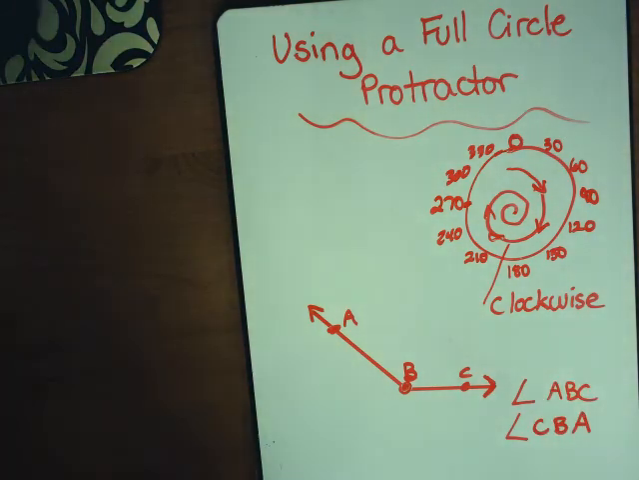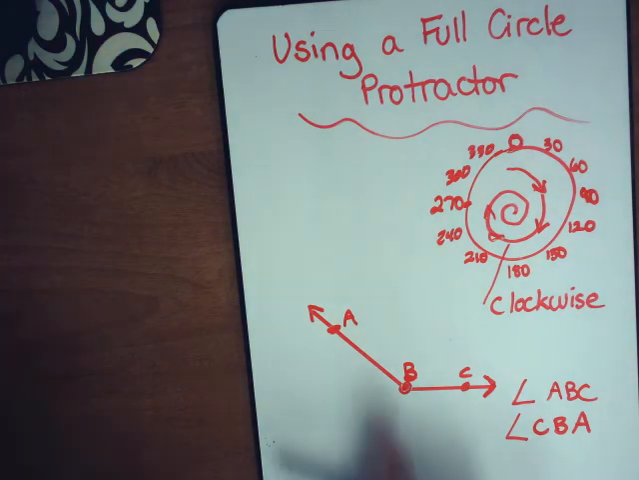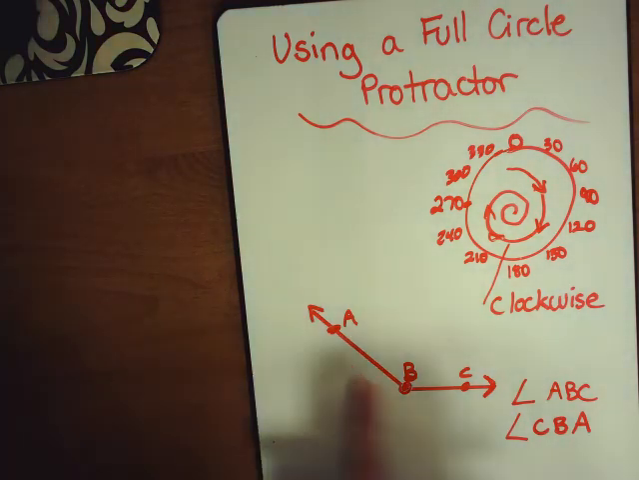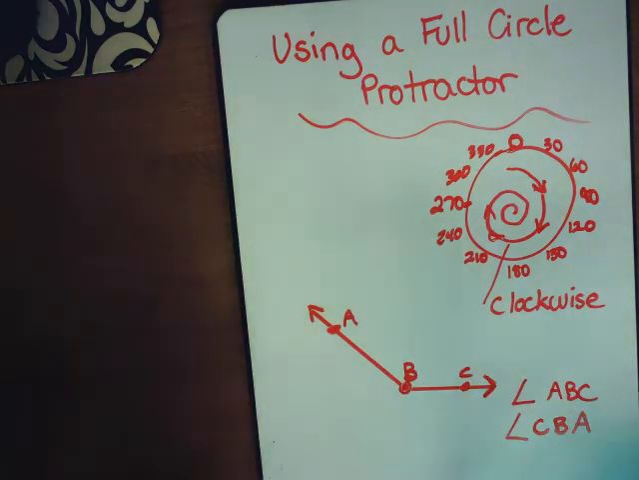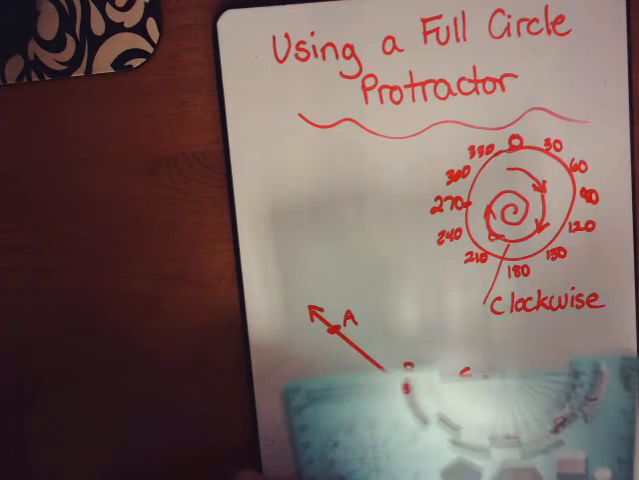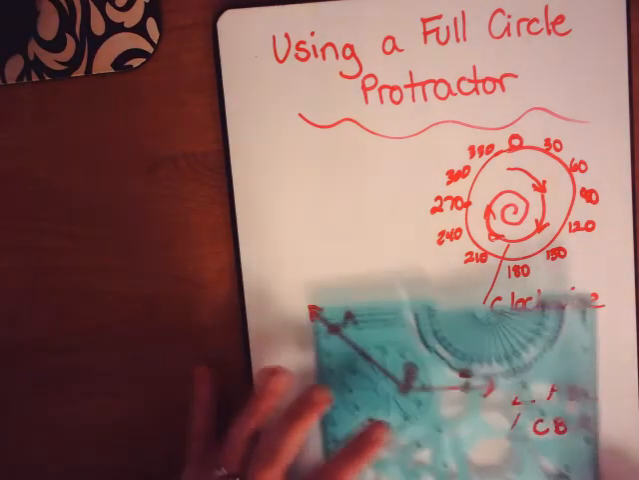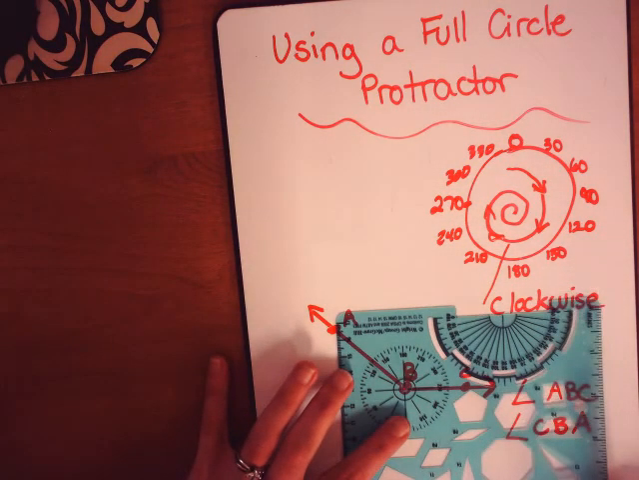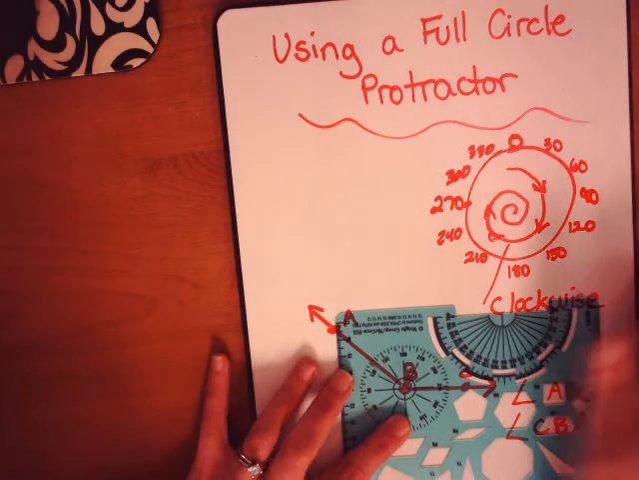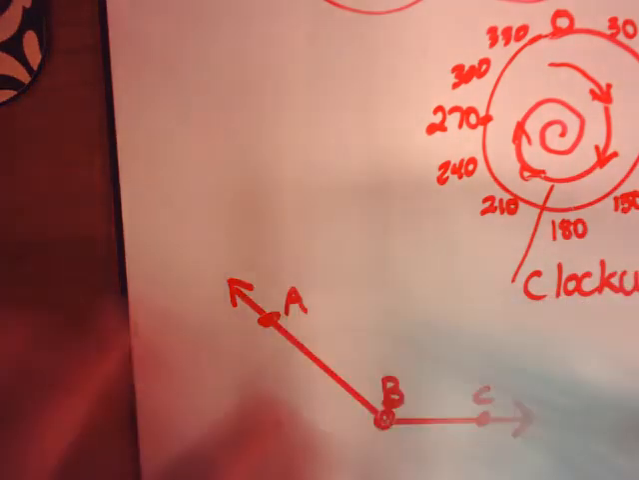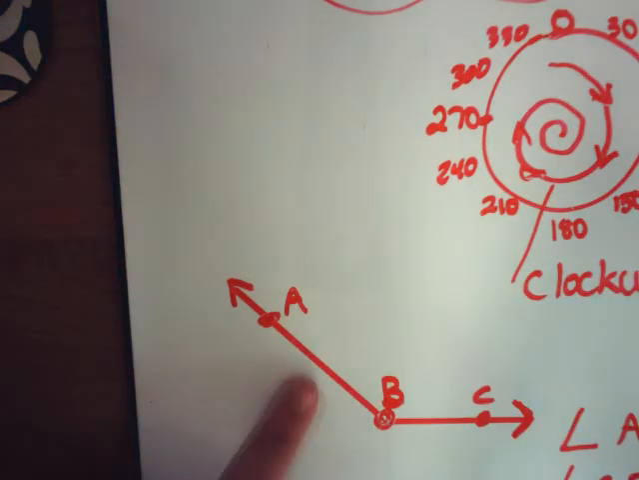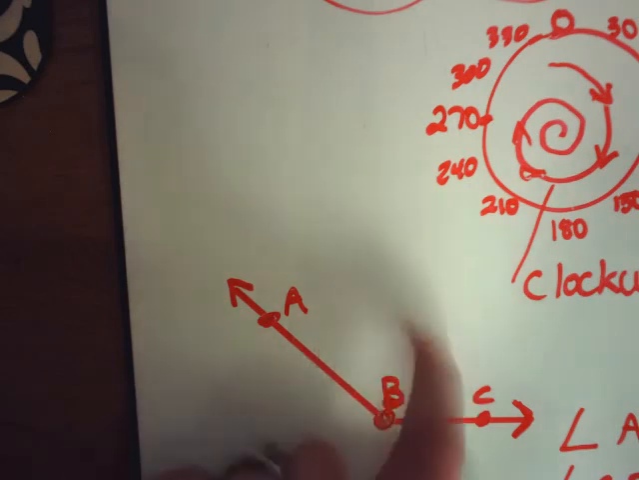Okay, so I'm going to show you guys how to use your full circle protractor to measure this angle. Which direction am I going to be measuring? Clockwise, right? So in order for that to happen, I need to put this at 0, so that my numbers are getting larger. I'll show you what I mean. With my full circle protractor, there is a dot here in the center. I've got to put that on the vertex. Since I'm going to be measuring this way, I need to start this one at 0 and figure out how many degrees it's moving up.